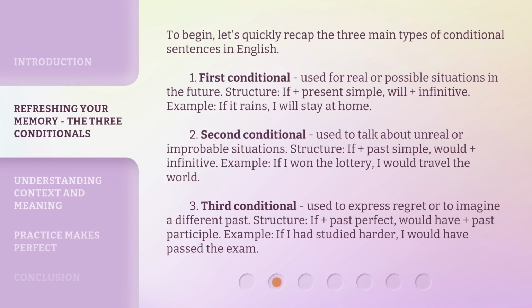To begin, let's quickly recap the three main types of conditional sentences in English. 1. First conditional, used for real or possible situations in the future. Structure: if plus present simple, will plus infinitive. Example: if it rains, I will stay at home.